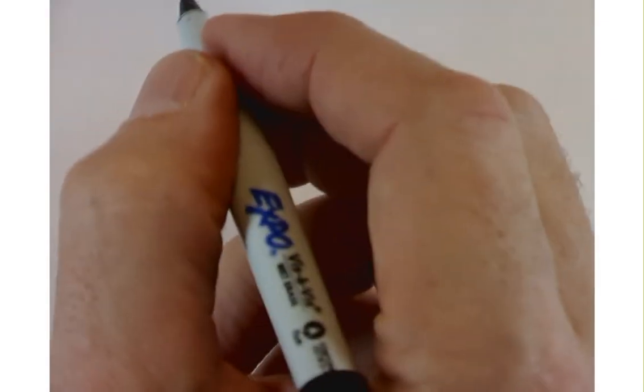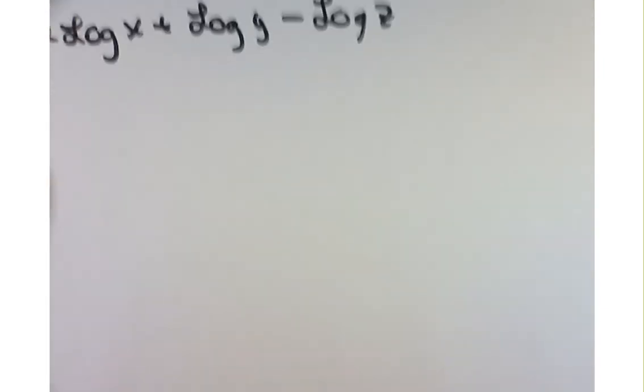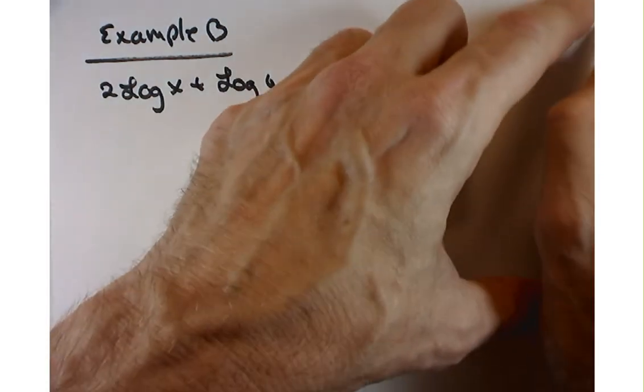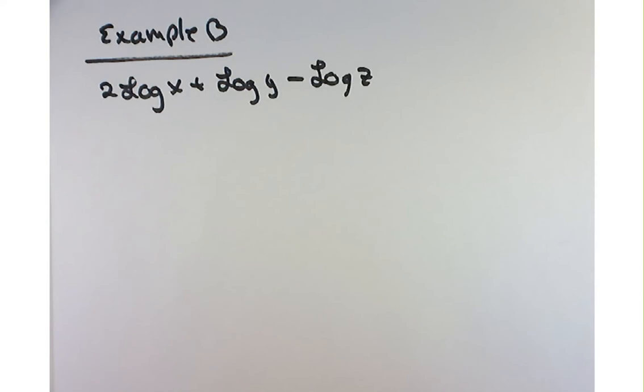Example B. 2 times the log of x plus log of y minus the log of z. Oops. Didn't realize I was off screen. Sorry about that. So 2 times the log of x plus the log of y minus the log of z.